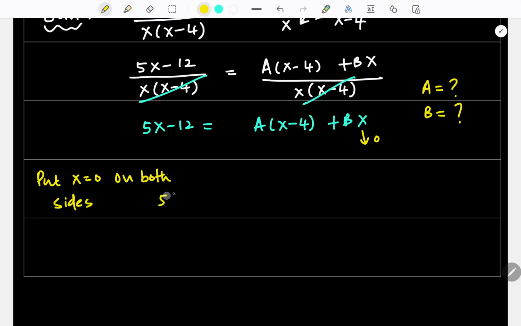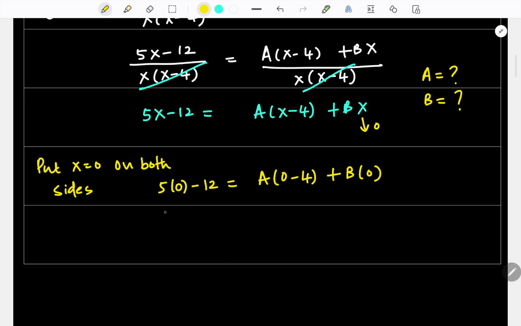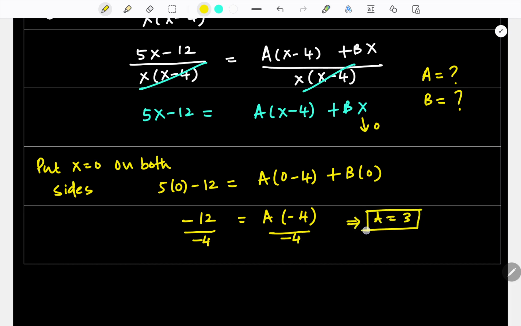So when I put here, I will get 5 times 0 minus 12 equals a times 0 minus 4 plus b times 0. So what happens now? 5 times 0 and then minus 12. What is the answer for this one? Which is going to become minus 12 equals a times minus 4. Minus minus gets cancelled and you are going to divide by minus 4 on both sides. So which implies a is equal to what? 3. Right.